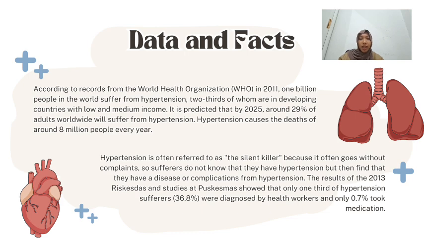Next is data and facts. According to records from the World Health Organization, WHO, in 2011, 1 billion people in the world suffered from hypertension, two-thirds of whom are in developing countries with low and medium income. It is predicted that by 2025, around 29% of adults worldwide will suffer from hypertension. Hypertension causes the death of around 8 million people every year.